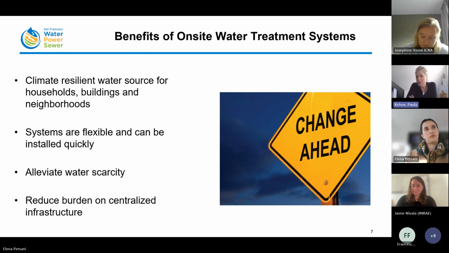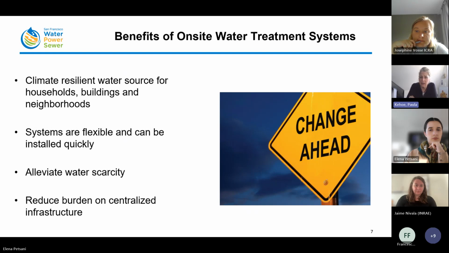on-site water treatment systems. So why would a municipal public agency who is in the business of serving water and treating wastewater want to encourage on-site decentralized water treatment systems that are going to be operated and managed by the private sector? And so from our perspective, we recognize that these systems have a number of benefits.